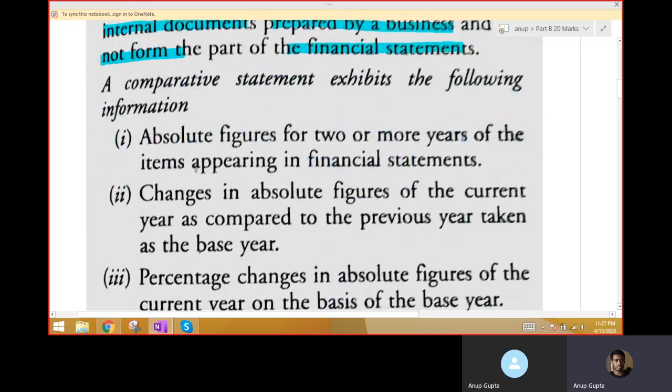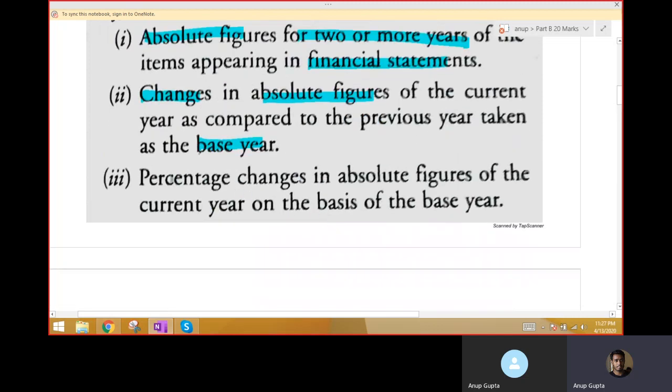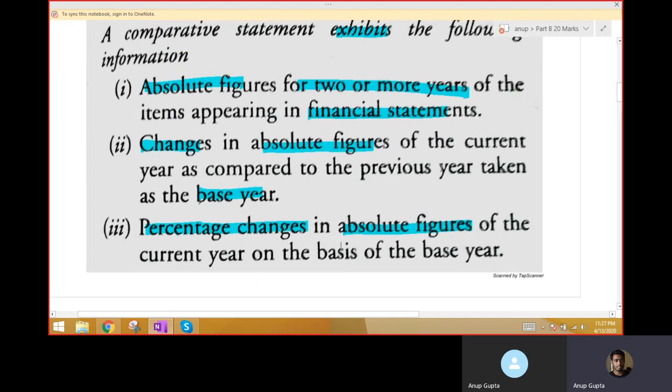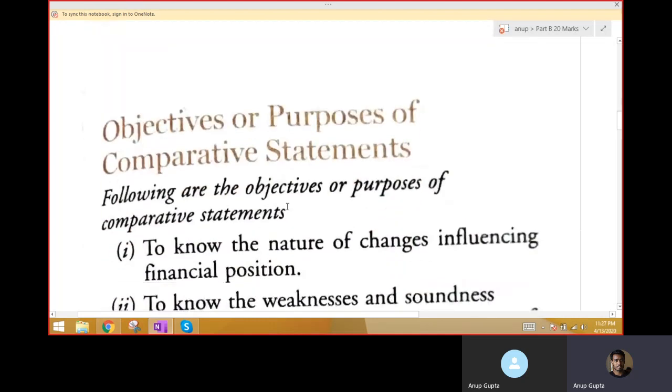What does a comparative statement show or exhibit? It exhibits the absolute figures of two or more years for the items appearing in the financial statement. First they show the absolute figures and then the changes in the absolute figures, whether increased or decreased. It is compared from the base year, and these figures are later converted into percentages, known as percentage changes of the absolute figure. So from the comparative statement we expect absolute figures of two years, then the changes and the percentage changes.